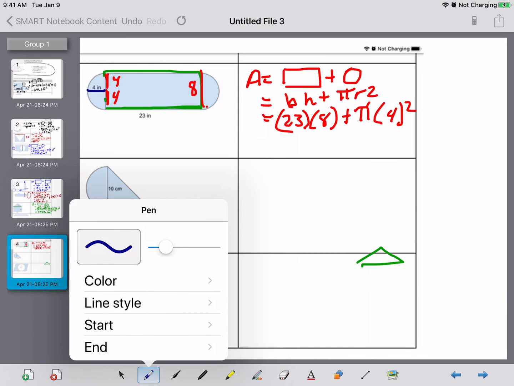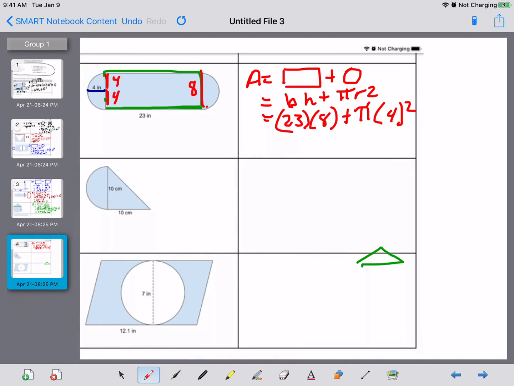Now after I get that done, I'm able to put this in my calculator. 23 times 8 plus pi times 16, because that's what 4 squared is. And I come out with a 234.265, and it's supposed to round to the 10th, so it's 0.3 inches squared. Now I've got two problems left.